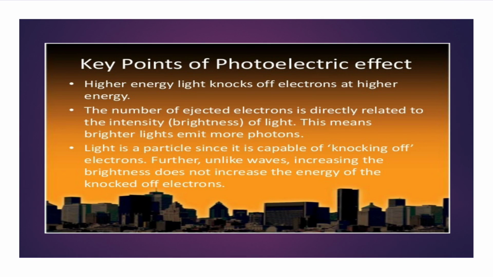Photoelectric effect: higher energy light knocks off electrons at higher energy. The number of ejected electrons is directly related to the intensity of light. This means brighter light emits more photons. Light is a particle since it is capable of knocking off electrons. Further, unlike waves, increasing the brightness does not increase the energy of knocked off electrons.